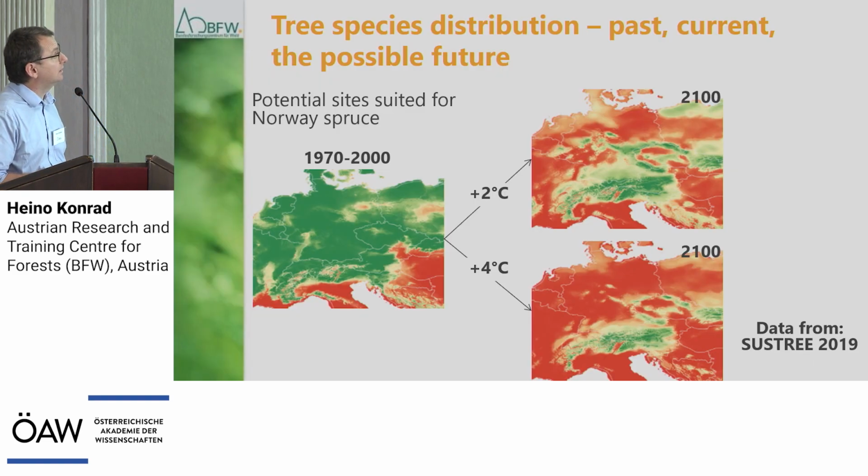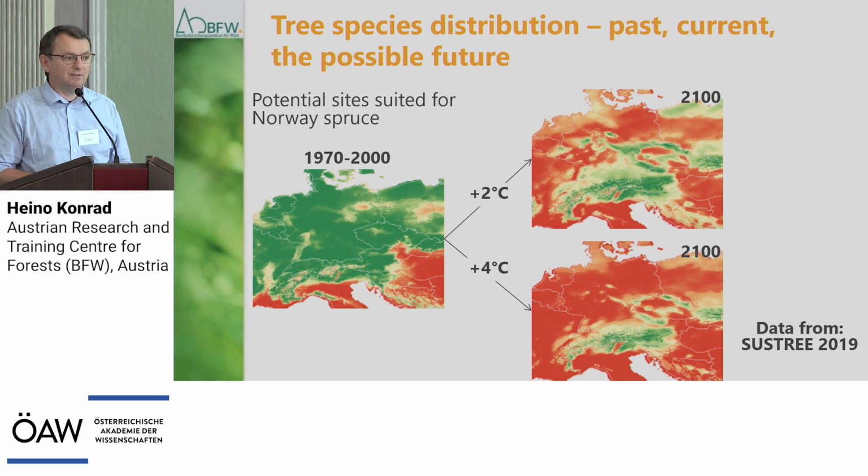As you know, the species distributions will change. So in this picture we have the past, the current, and the possible future, depicted for Norway spruce in Central Europe. As you can see on the left, until 20 years ago it was good to grow Norway spruce in the main part of Central Europe. Now we are already in the +2 degrees scenario, so the range is much more contracted.